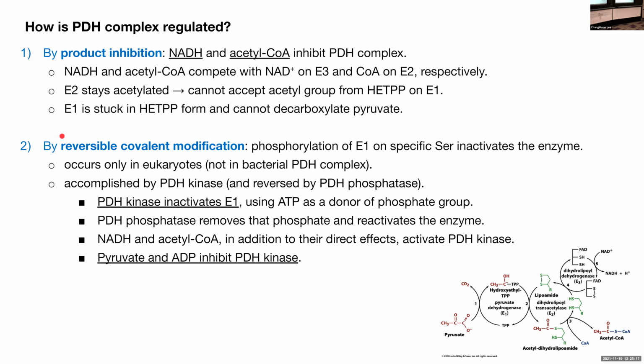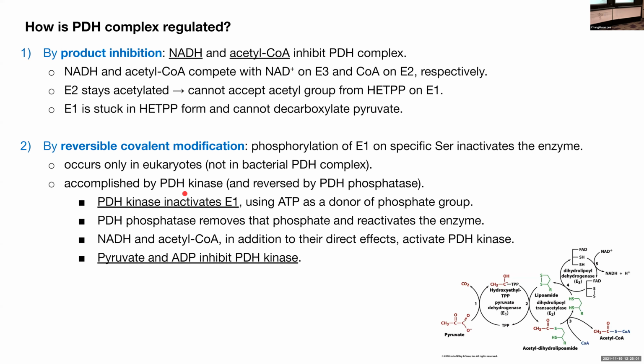And the second regulation is by reversible covalent modification, which is a phosphorylation of E1 on a specific serine residue to inactivate the enzyme. But that occurs only in eukaryotes, but not in the bacterial PDH complex. We just talked about the structure of a bacterial PDH complex as well as its mechanism. So although that mechanism is conserved in the mammalian system, this kind of modification-based regulation doesn't happen in bacteria. And this one is accomplished by an enzyme called PDH kinase.